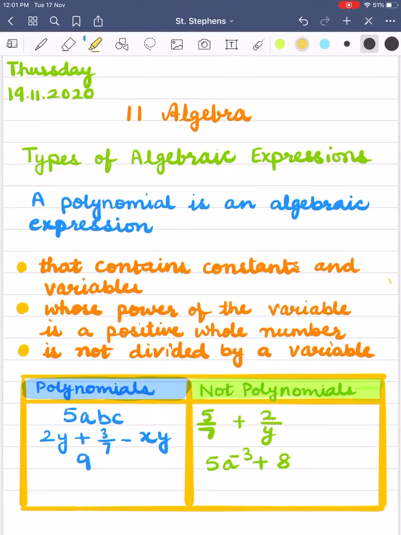Children, today we are going to continue with chapter 11 Algebra. Let's begin with types of algebraic expressions.